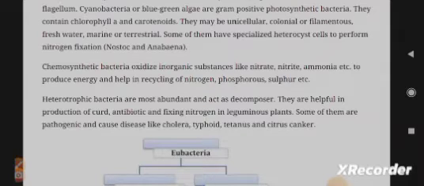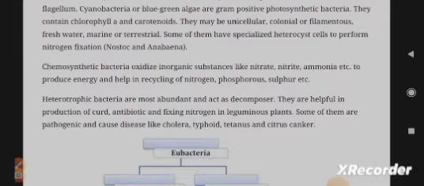Chemosynthetic bacteria oxidize inorganic substances like nitrate, nitrite, ammonia, etc. to produce energy and help in recycling of nitrogen, phosphorus, sulfur, etc. Heterotrophic bacteria are most abundant, meaning they are found in very large quantities, and they act as decomposers.